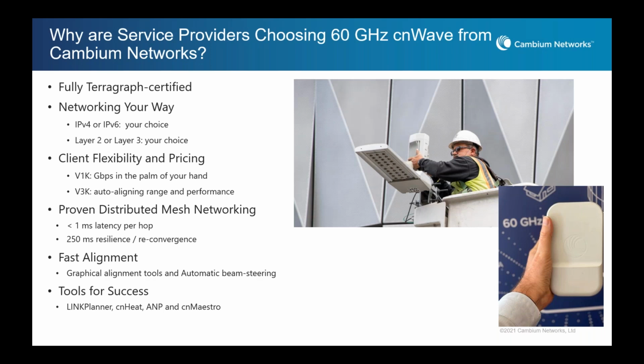I'll talk through some of the alignment capabilities and then briefly mention some of the tools that are built around these radios that make it easier for service providers and enterprise customers to deploy, which are our planning tools, Link Planner, CN Heat, and ANP, as well as our network management, CN Maestro. So that's beginning with the end in sight, and as I walk through this, you'll see how it all fits together to make our CN Wave solution quite popular in the market today.